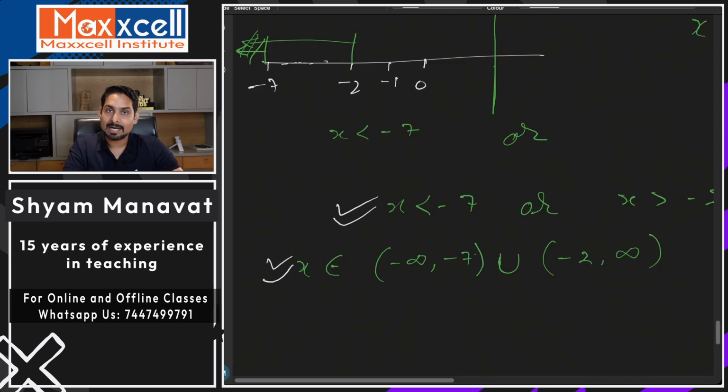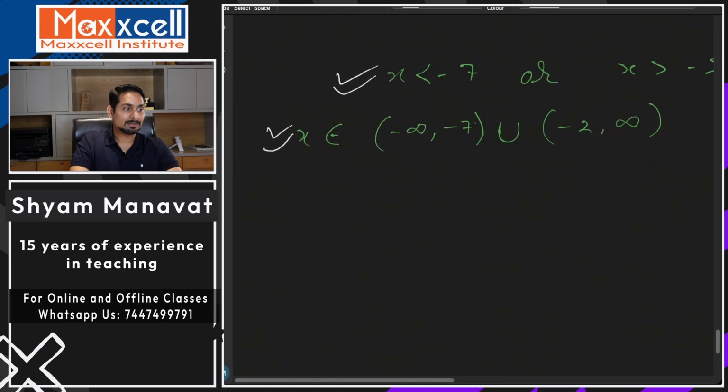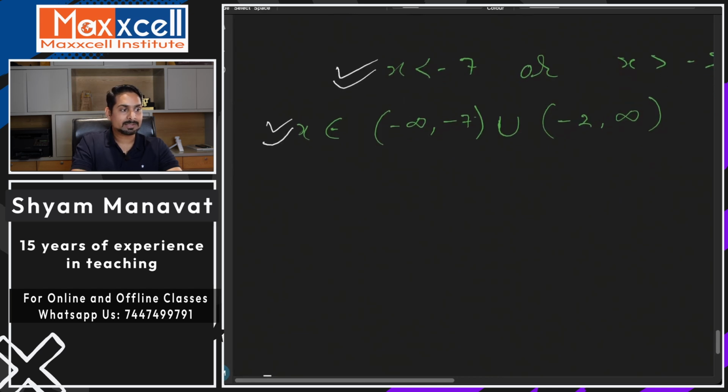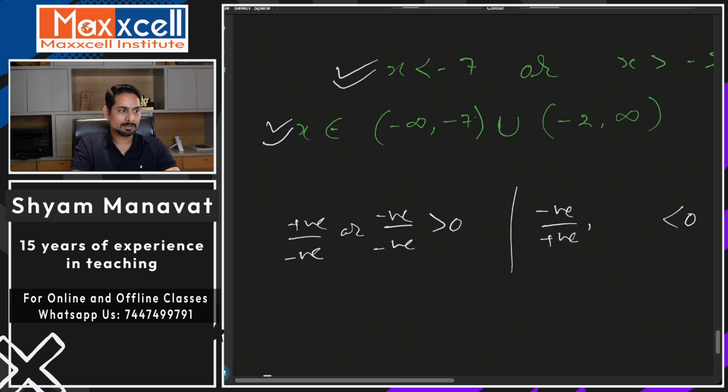So are you learning how to simplify inequalities having a fraction with a denominator? Yeah, let me summarize this lecture for you. If it is more than 0, then you make the cases like positive by positive or negative by negative. If you get the expression less than 0, that's possible only when it's negative by positive or positive by negative.